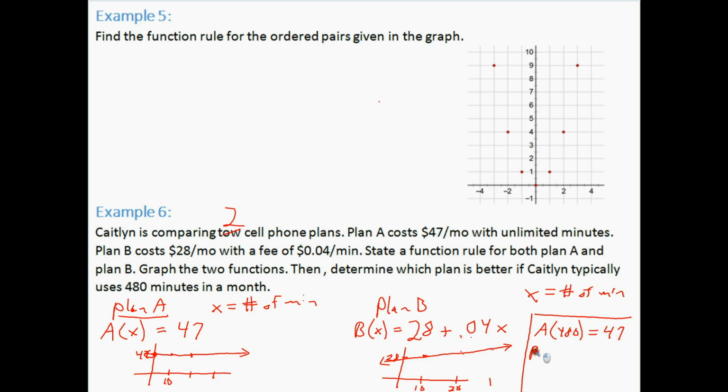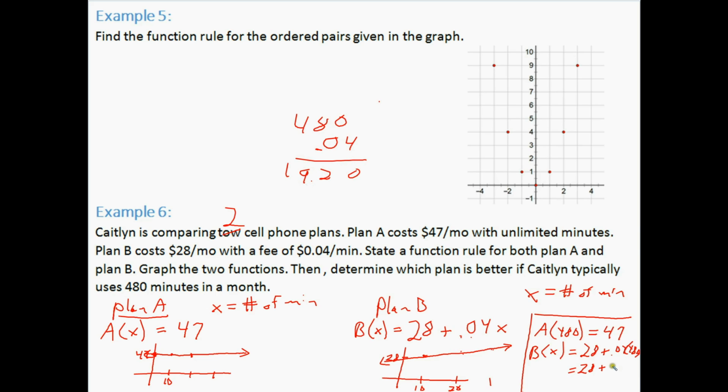Now for Plan B, it's going to be $28 plus the 0.04 times the 480. Sorry, that might not be very legible. I'm using this function right here. And we need to figure out what that is. So that's 28. And 0.04 times 480, I have the space up here, so let's multiply. And so we get 0, 2, 3. And move the decimal, so that's 19.20.